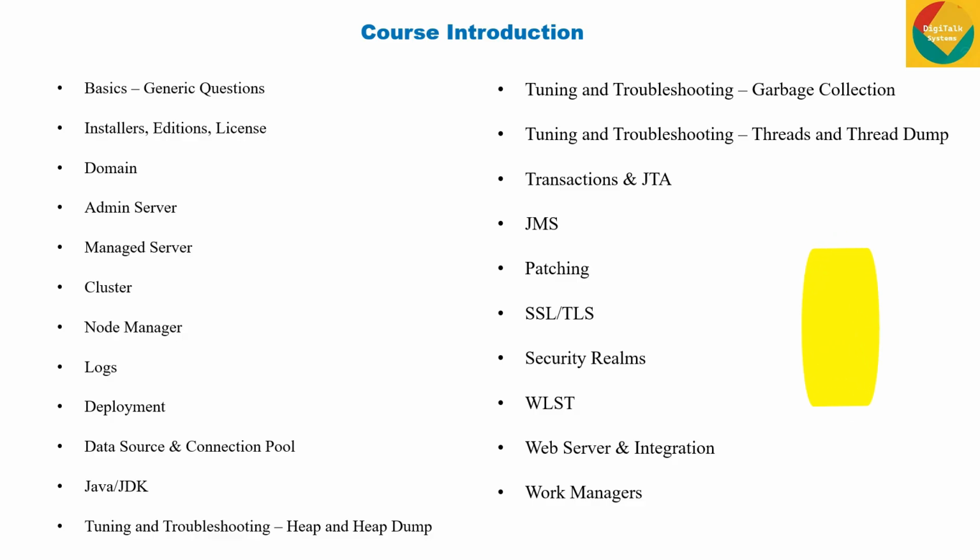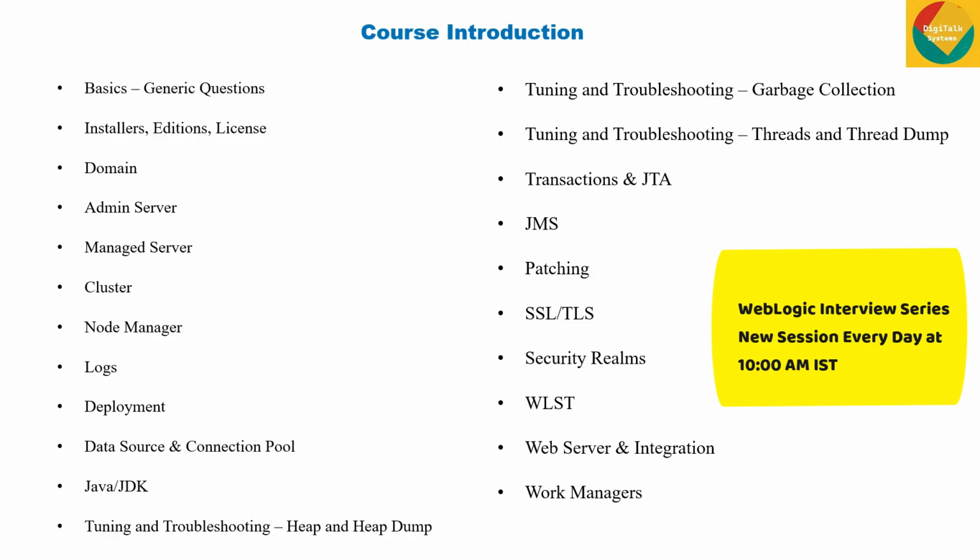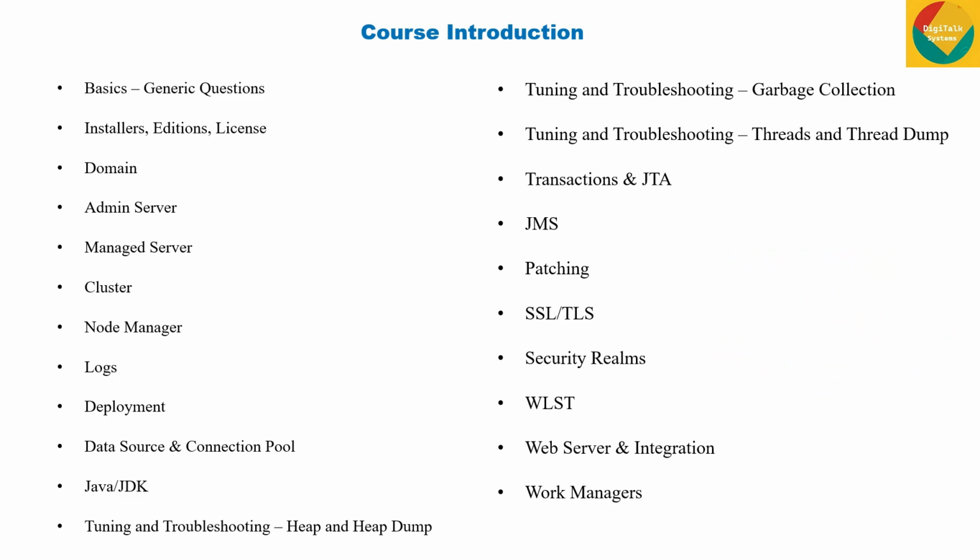Then we'll cover JMS in detail. In JMS there are a lot of different kinds of subsystems, like the JMS module, sub deployment, your JMS server, persistent store, queues, topics. So every topic we are going to cover in detail.